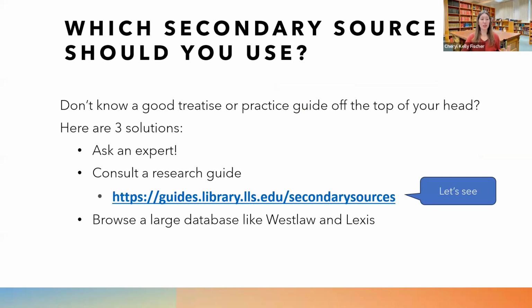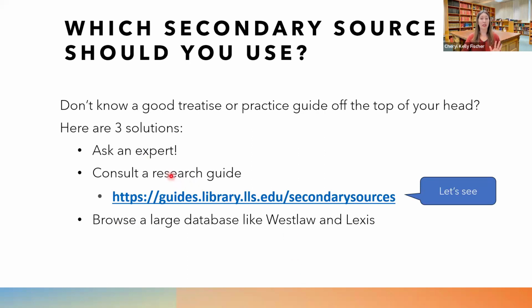So ask yourself these questions, and if you still don't know a good title to begin with, here are 3 solutions for you. Number 1, ask an expert. That can look like a librarian, that can look like the assigning attorney, that can look like a colleague in the office next to you, that can look like someone on an email listserv that you belong to. So ask an expert, what secondary source should I go to when I'm starting research on this topic? Solution number 2, consult a research guide. I teased this in the first module, but we'll cover it a little bit more in depth right now. And then the third solution is to browse. Just dive into that large database and start browsing it.